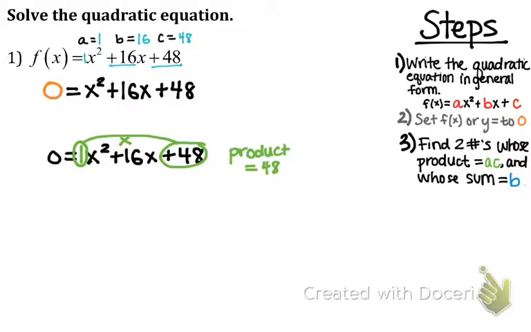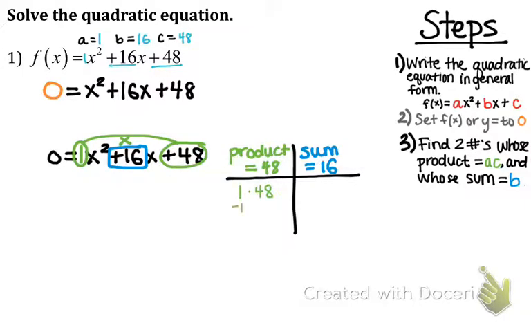Remember that the product is the solution to two factors being multiplied. So we'll make a little list of all of the factors that have a product of 48. On the right side of the list, we are going to add in those same two numbers who have a sum of our b term, which is positive 16. So first let's list the factors. We have positive 1 times positive 48.